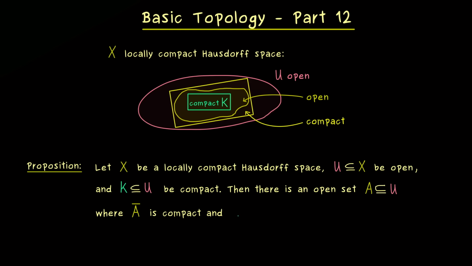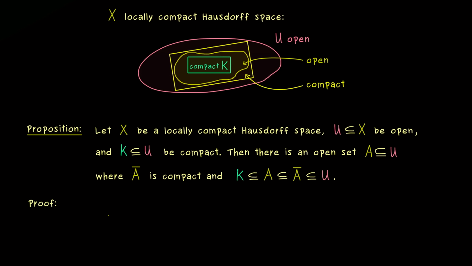This means now we can just write down a whole chain of subset relations. So first K should be contained in A, and then the closure of A could be bigger than A. But most importantly, we still have that the closure is contained in U. And that's it. These are our two intermediate sets, an open one and a compact one. So in order to show this proposition, we have to construct this open set A and the closure of A. And for this construction, we can definitely use our locally compact property, because then we have compact neighborhoods.